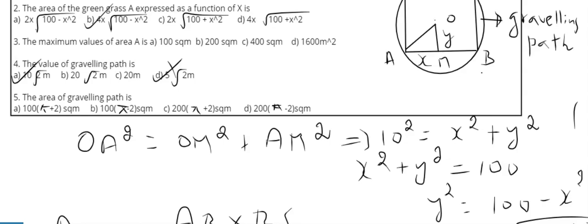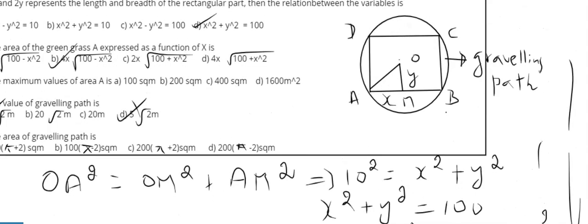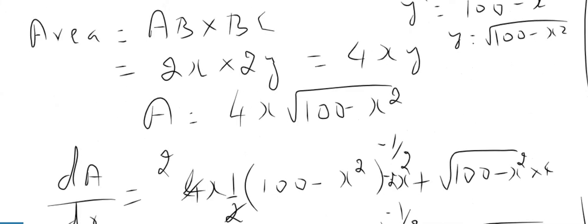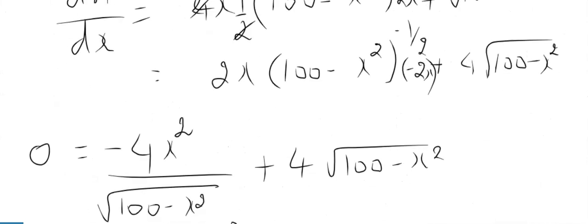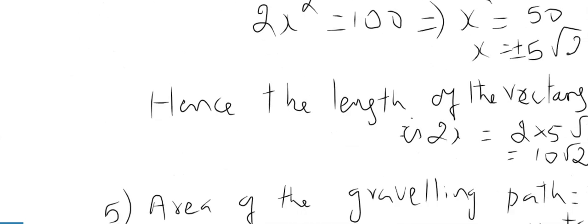Now coming to the fifth part, the area of the graveling path is: 100 into pi plus 2 square meters, 100 into pi minus 2 square meters, 200 into pi plus 2 square meters, or 200 into pi minus 2 square meters. Now let us calculate that. Area of the graveling path, from the figure you can see, is nothing but area of the circle minus area of the rectangle. So area of the circle you know is pi r squared, where r is given as 10.